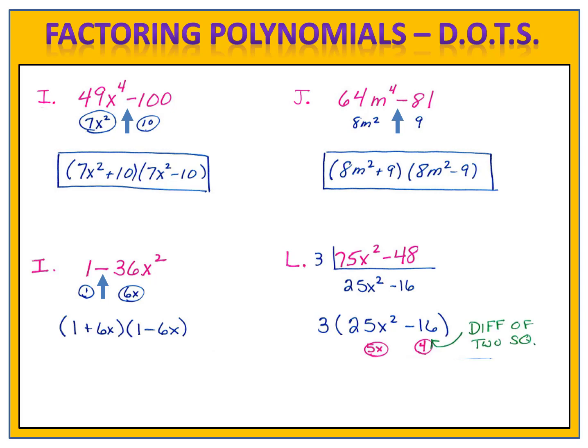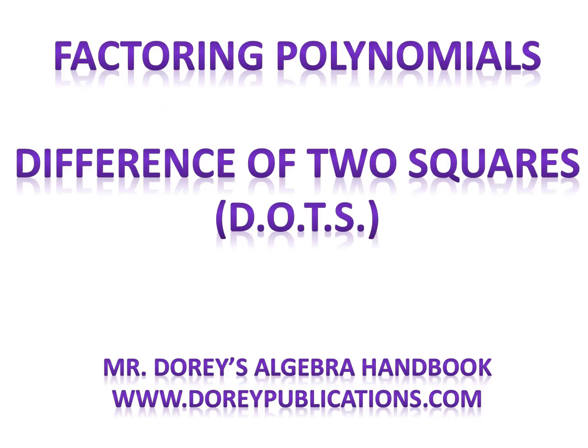5x times 5x is 25x squared, and 4 times 4 is 16, connected by subtraction. We can split that parenthesis into two separate parts, 5x plus 4 and 5x minus 4. Don't forget the 3 out front to give us the complete factorization of 3 times 5x plus 4 times 5x minus 4. And so now you know everything that you need to in order to factor a difference of two perfect squares into a conjugate pair of binomials.